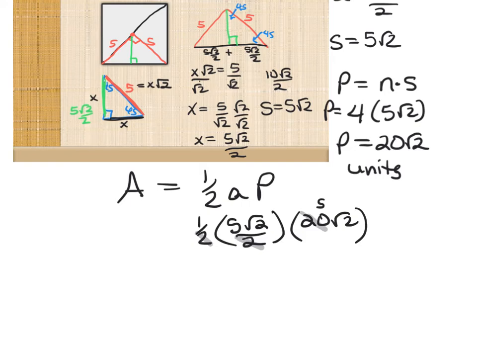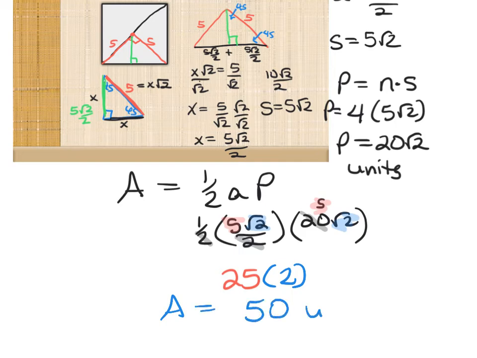So I multiply the 2 outside numbers, 5 and 5. That'll give me 25. And then I multiply the 2 radicals, square root 2 times square root 2, just makes it come out of the radical. So my area of this square is 50 units squared.